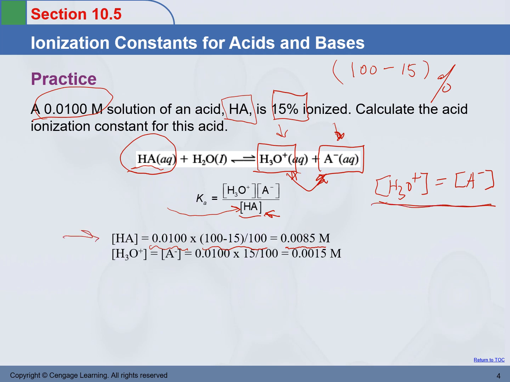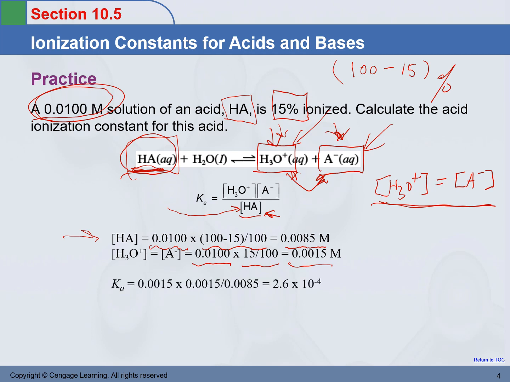Both of those will equal the original concentration of the HA times the percentage ionized, because for every one HA ionized, it will generate one H3O plus and one A minus. So the amount of HA ionized is the same as the amount of this and that in solution. So it equals 0.0100 times 15%, which is that.